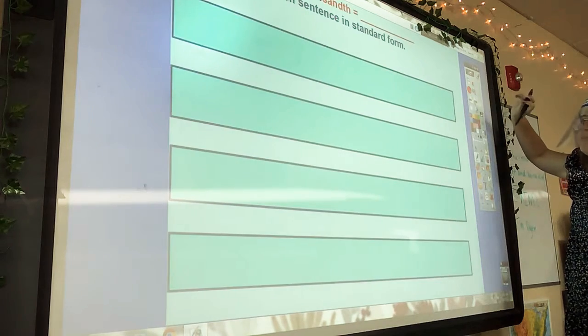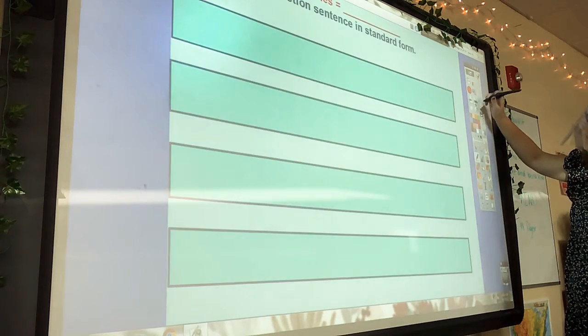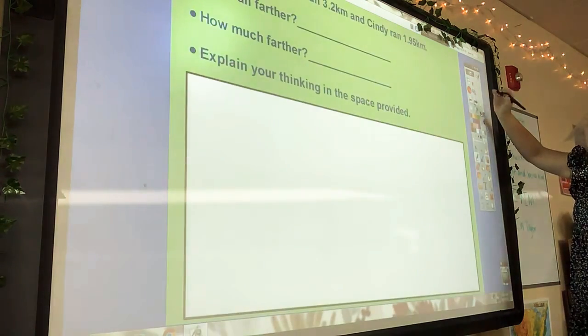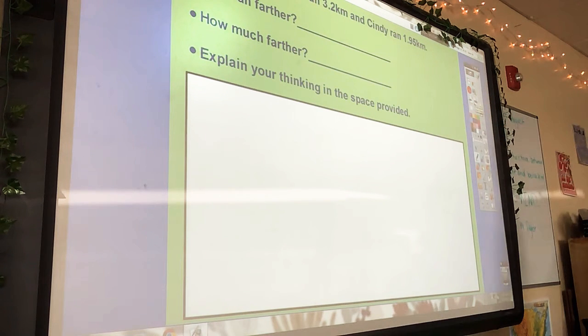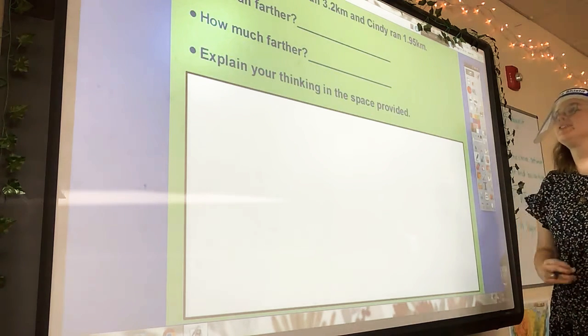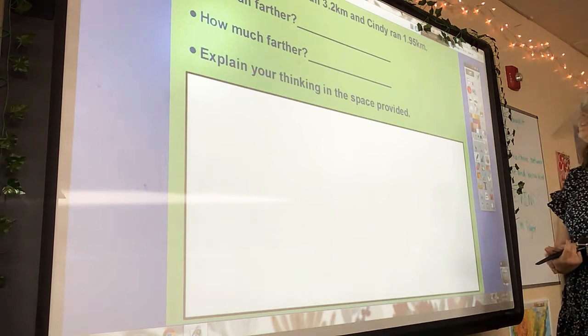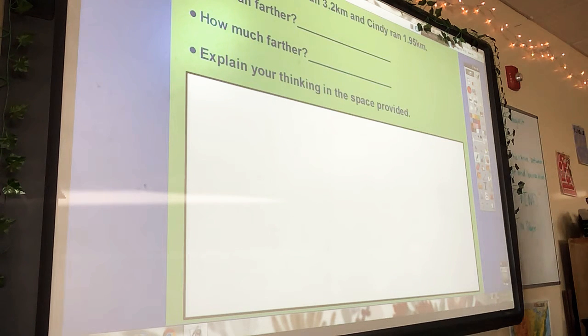Let's see. I kind of want to bounce forward. We've done a lot of this stuff, so let's see. Okay. Cool. This is a subtraction problem. So let's look at it together. This will be like a warm-up, okay? So it says after school, Marcus ran 3.2 kilometers and Cindy ran 1.95 kilometers. Who ran farther? How much farther?